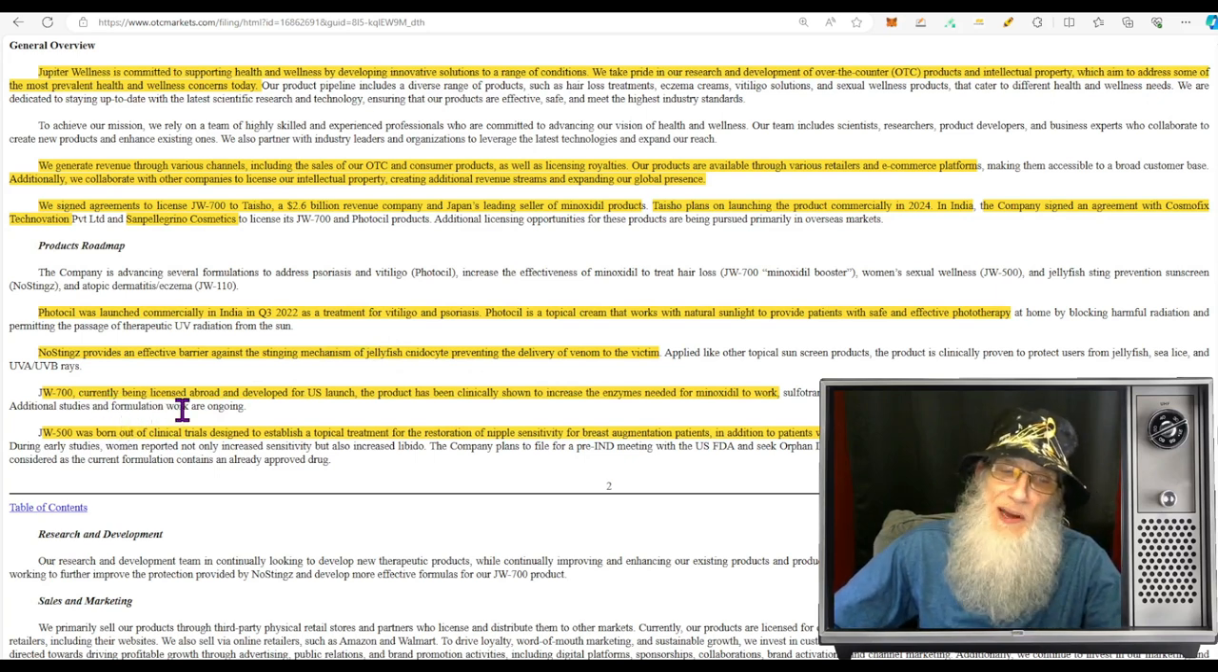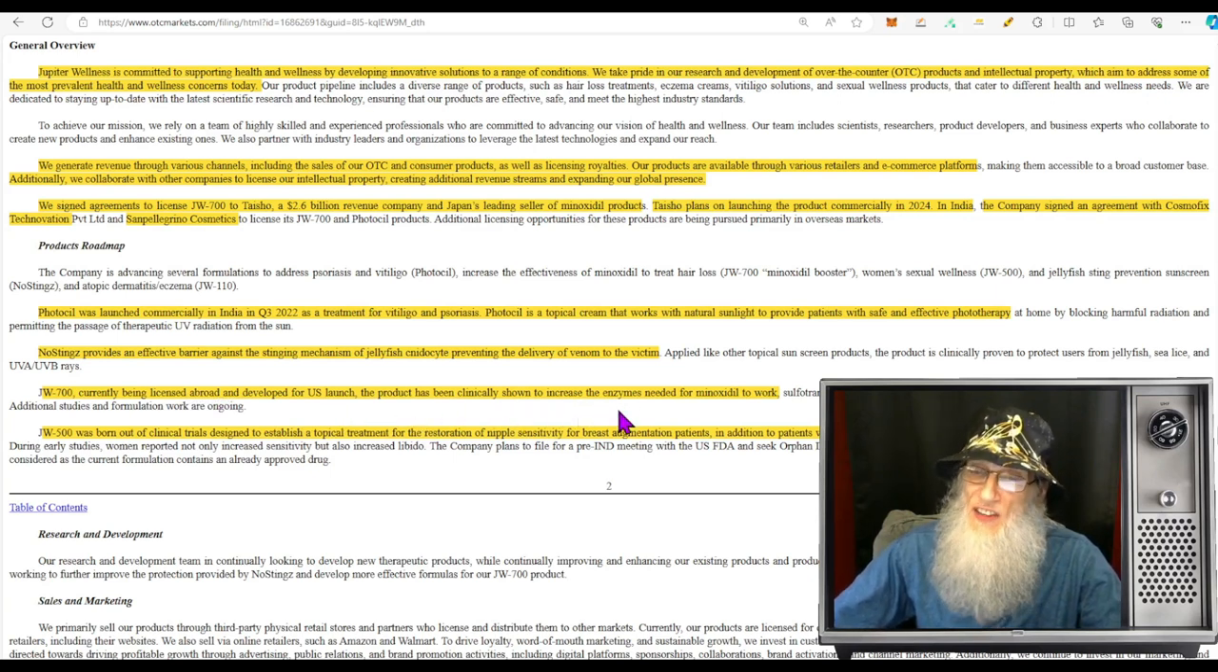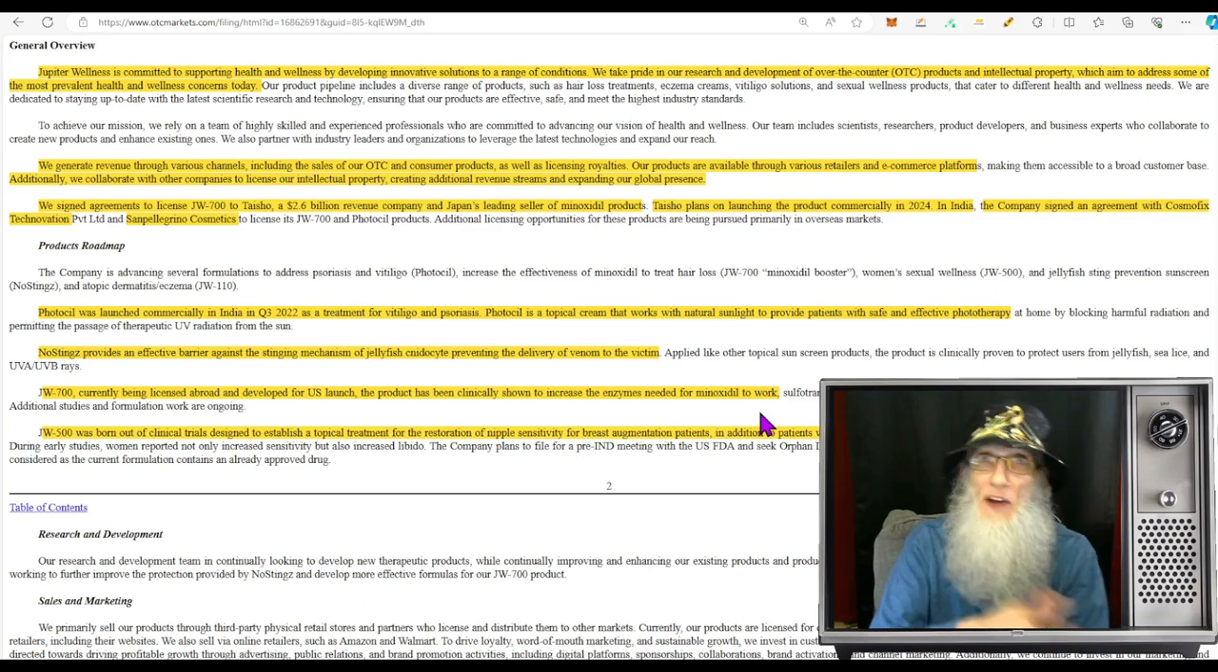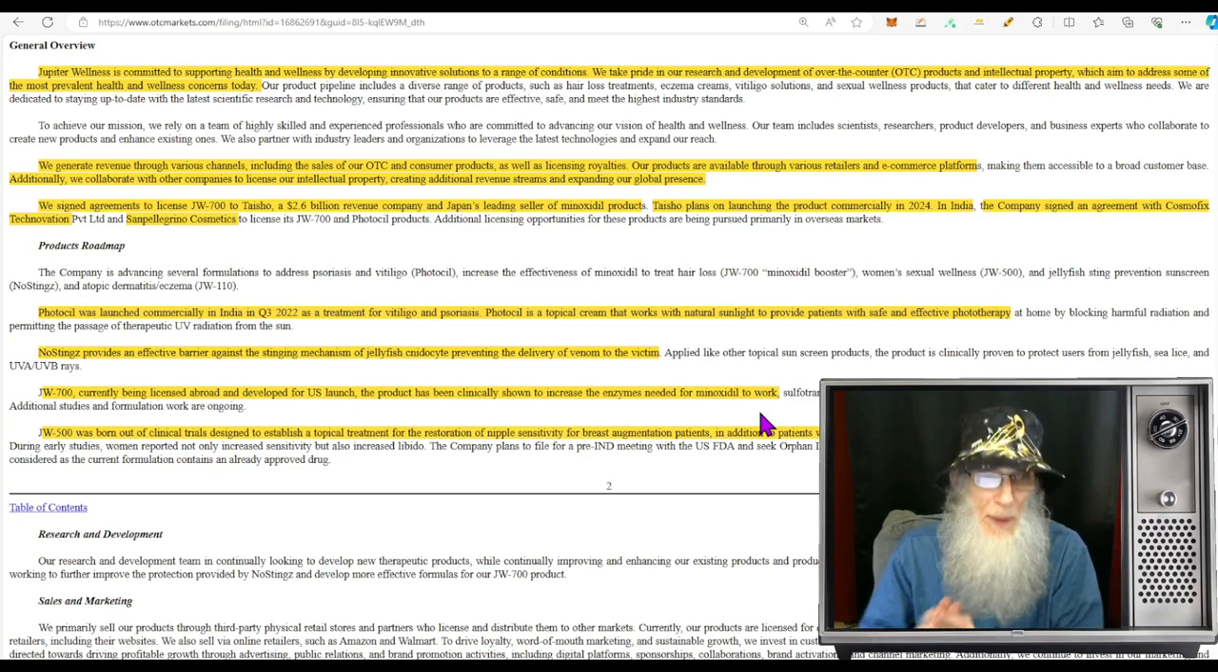JW700 is currently being licensed abroad and developed for the U.S. launch. The product has been clinically shown to increase the enzymes needed for minoxidil to work. We're talking about Rogaine, growing your hair. You use this product with Rogaine, your hair grows even better.